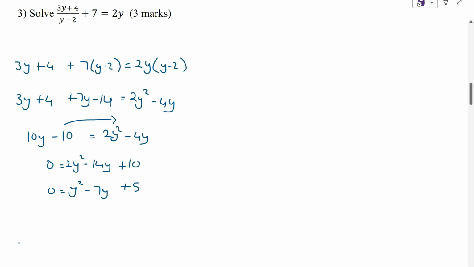Okay, so as we can see here, we can't actually factorize. So what are we going to do to solve for y? We can use the quadratic equation, where a equals 1, b equals minus 7, and c equals 5.